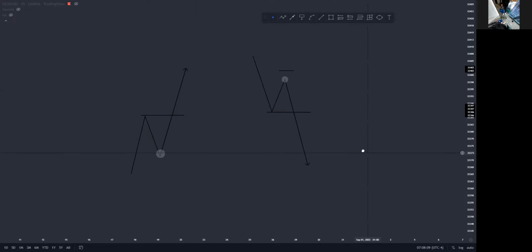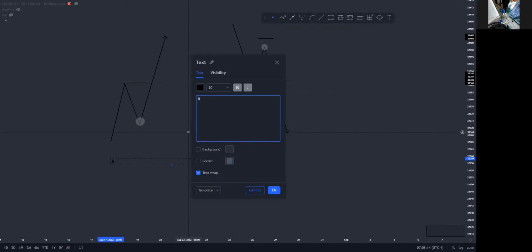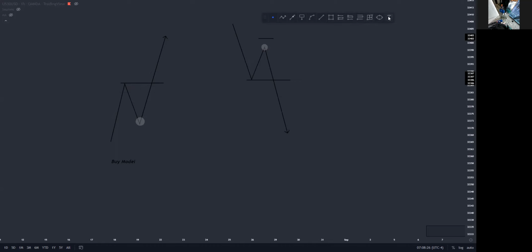All right, so now we're gonna do this. I'm gonna go ahead and mark this up as well. This is a buy model. This is what buying will look like. And then this is what sales will look like.